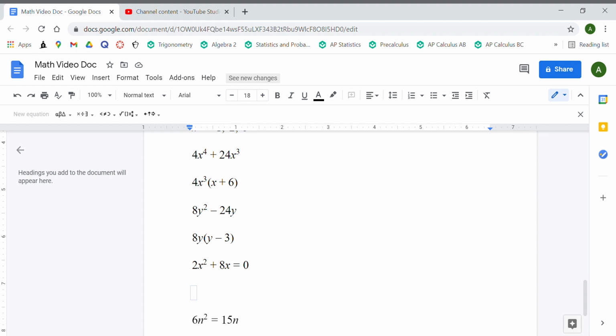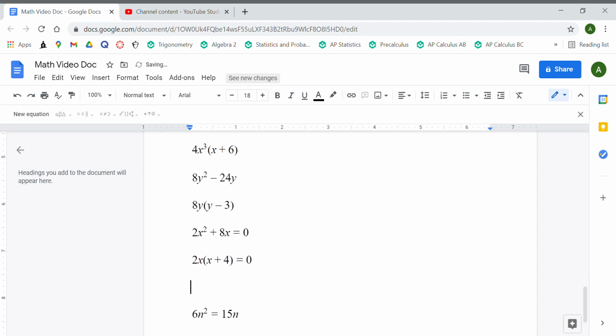The coefficients are 2 and 8. 2 goes into 8 4 times, that's a whole number. 2 goes into 2 one time, that's another whole number. I'd say our greatest common factor is 2. Take the smallest degree and we get x. And then just write out the rest. Continue to set it equal to 0. Now we set each chunk equal to 0. So it's going to be 2x equals 0, or x plus 4 equals 0. And then we got two solutions: negative 4 and 0.